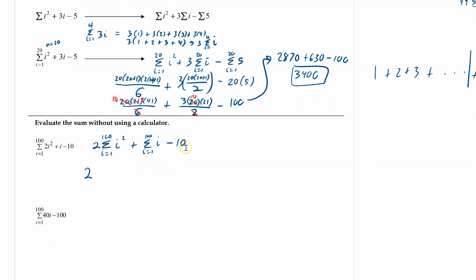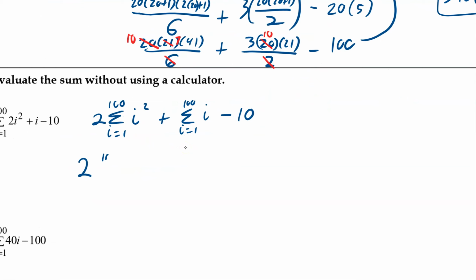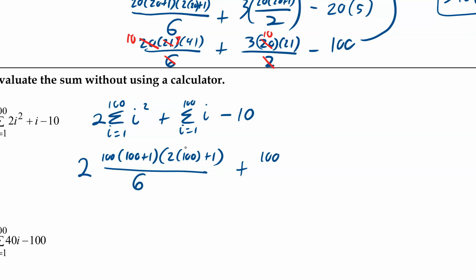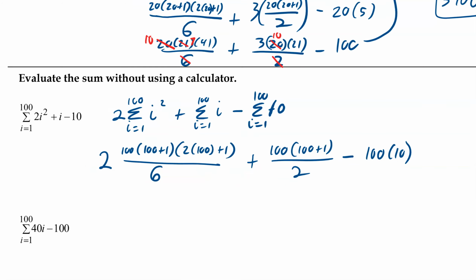So this would be 100, 100 plus 1. And then 2 times 100 plus 1 all over 6. And then this is 100, and then 100 plus 1 all over 2, minus, and I forgot my summation on the last guy, sum i equals 1 to 100 of 10. And so that last one is just 100 sets of 10. So it's nice and quick.